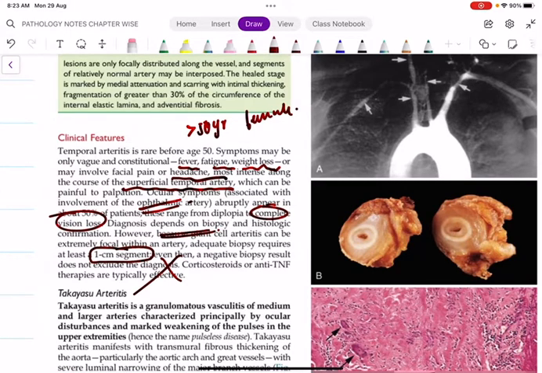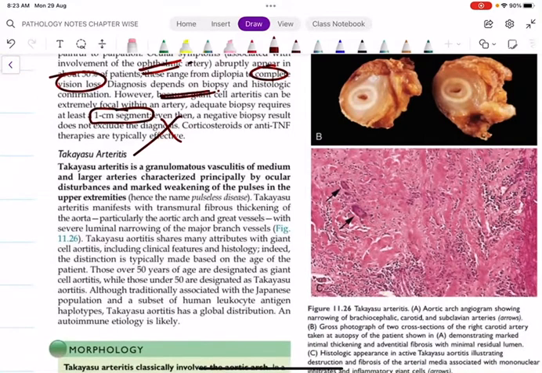Yes. Next is what we call Takayasu arthritis. What is Takayasu arthritis? Yes, fine. This looks somewhat like a Japanese name. Yes, of course, it's a Japanese name. So Takayasu arthritis. Okay. What is Takayasu arthritis?